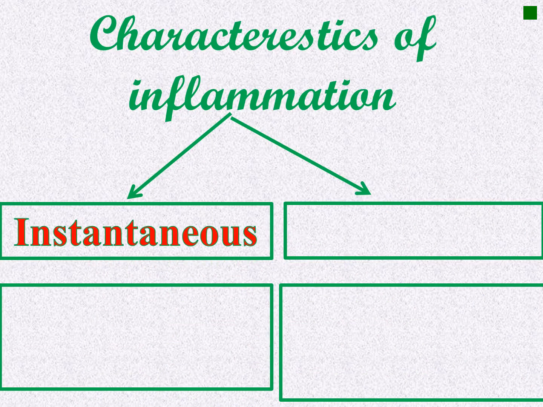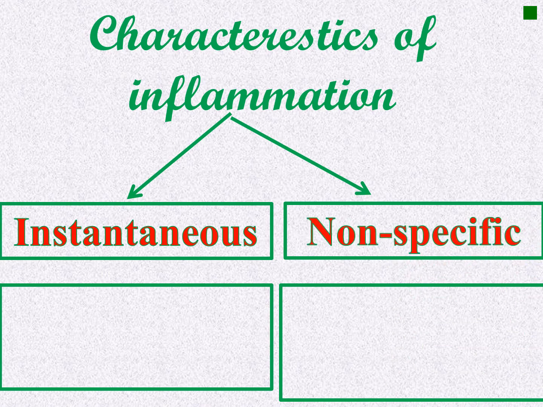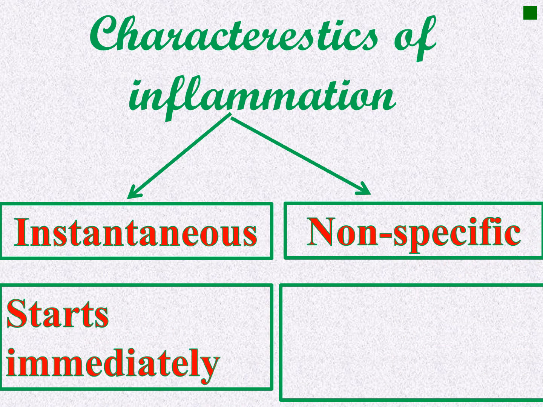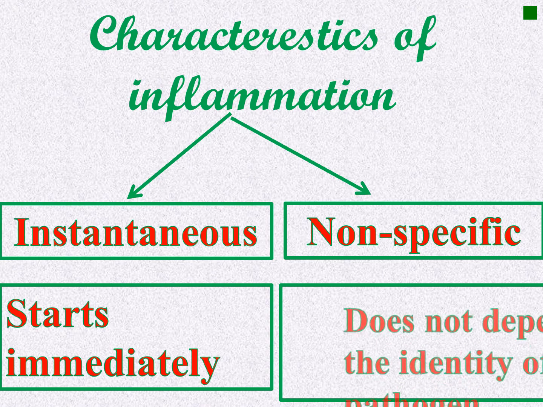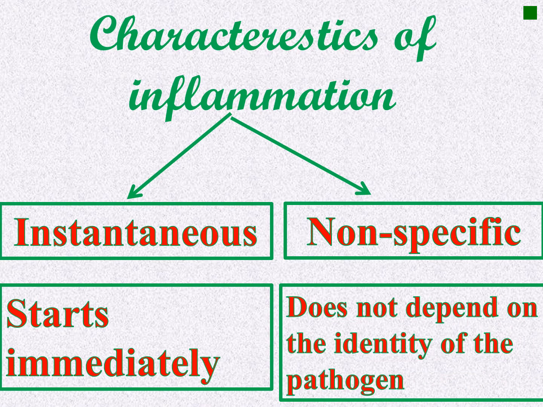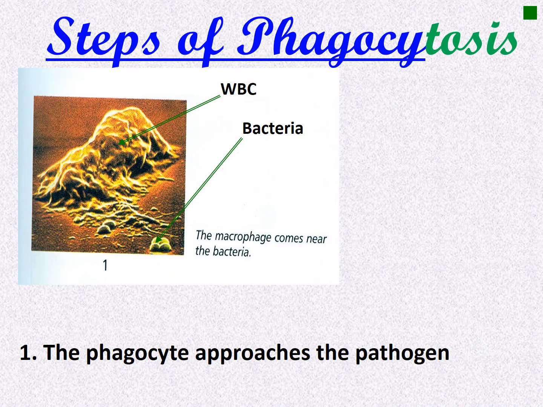Characteristics of inflammation: it is instantaneous and non-specific. Instantaneous means that it starts immediately. Non-specific means it doesn't depend on the identity of the pathogen. Instantaneous, it starts immediately, while non-specific, it doesn't depend on the identity.